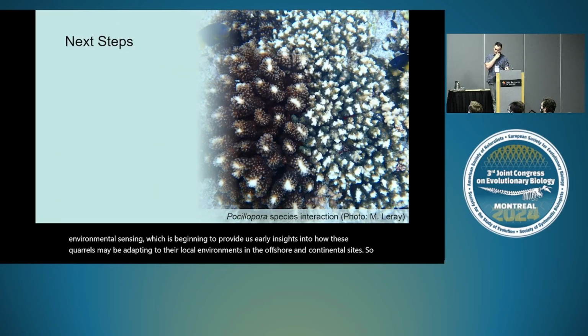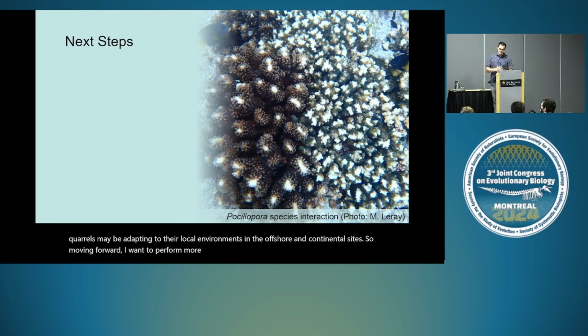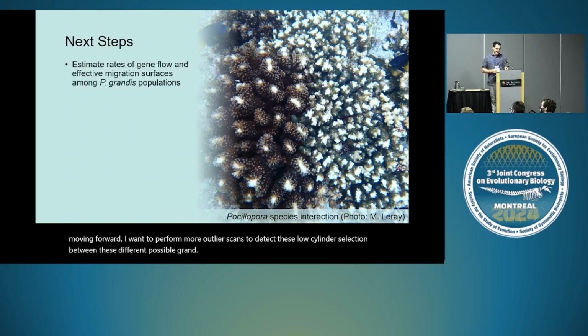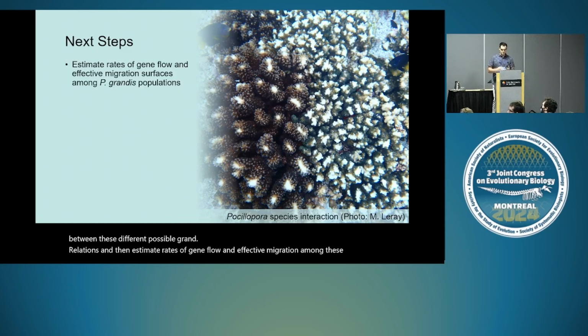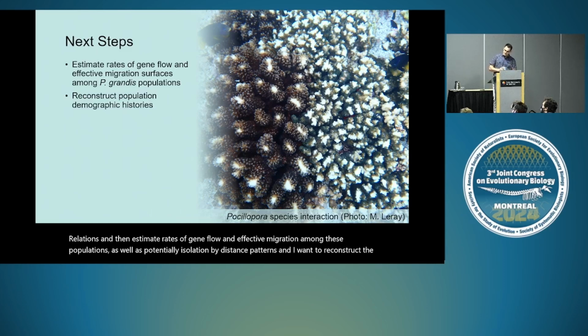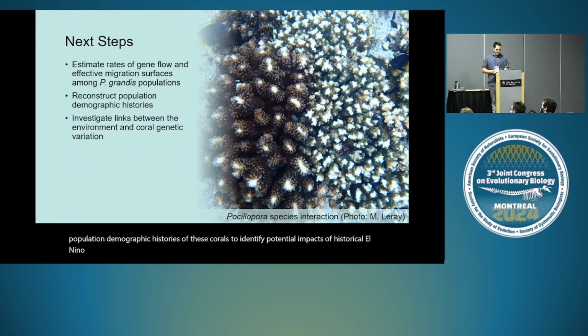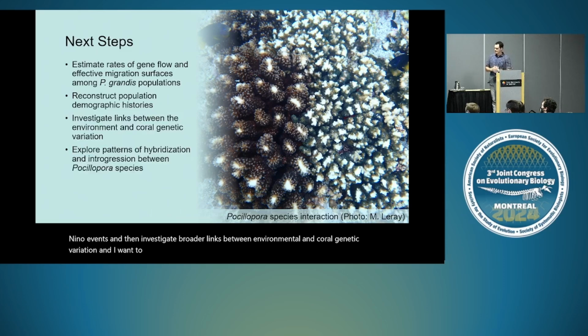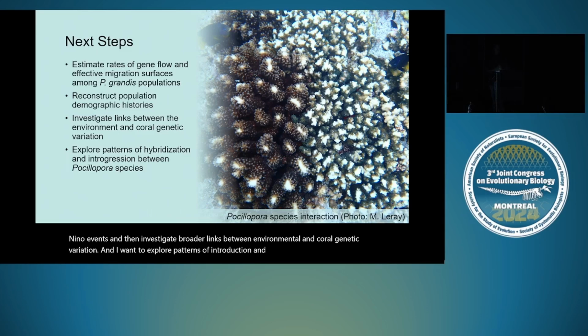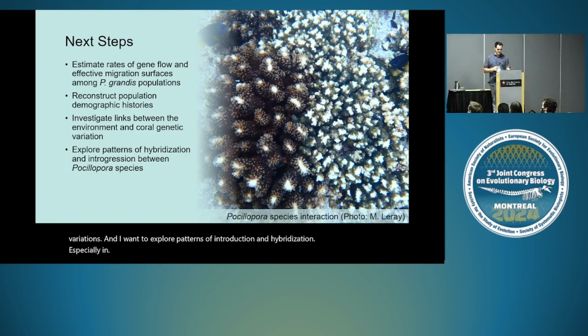So moving forward, I want to perform more outlier scans to detect these loci under selection between these different Pocillopora grandis populations, and then estimate rates of gene flow and effective migration among these populations, as well as potentially isolation by distance patterns. And I want to reconstruct the population demographic histories of these corals to identify potential impacts of historical El Niño events, and then investigate broader links between environmental and coral genetic variation. And I want to explore patterns of introgression and hybridization, especially in the admixed individuals at Isla del Coco.